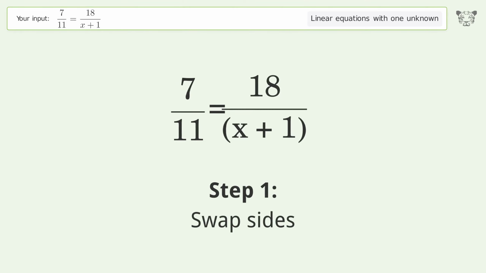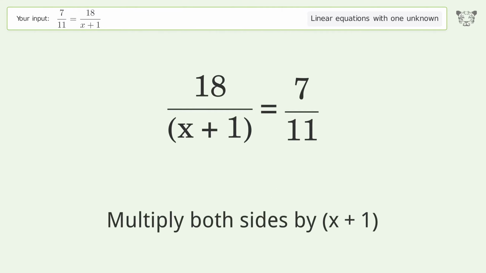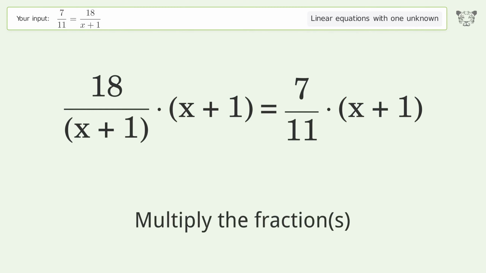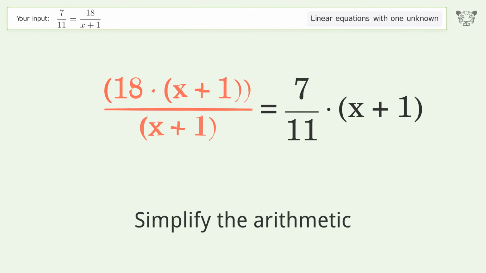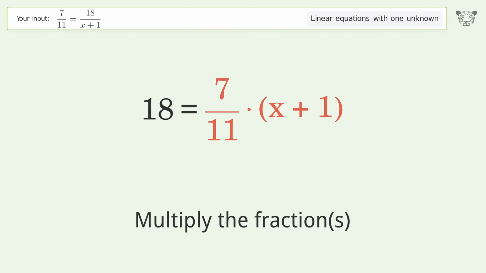Swap sides. Isolate the x. Multiply both sides by x plus 1. Multiply the fractions. Simplify the arithmetic. Multiply the fractions.